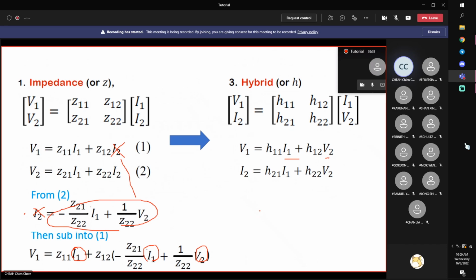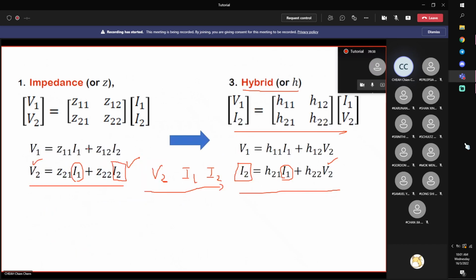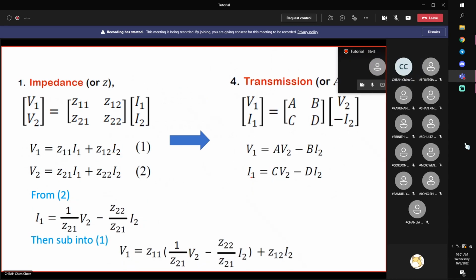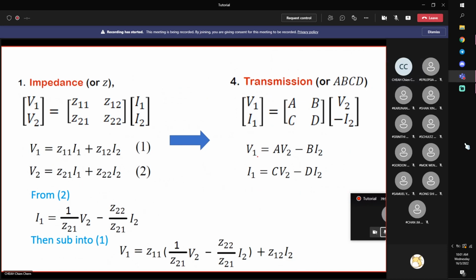Okay, that means that you can actually transform it from one form to another, right, through either matrix theorems or simply just algebraic manipulation. Okay, I'll show you one more. Suppose that I want to transform impedance form to transmission form. Right? As I said, firstly, you have to be able to write down this. I want to express V1 and I1 in terms of V2 and negative I2, right? V2 and negative I2. So this is my objective.